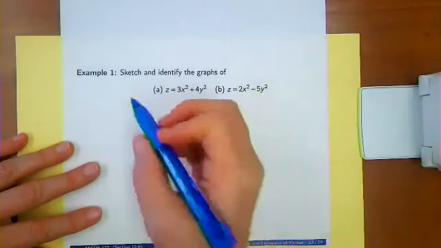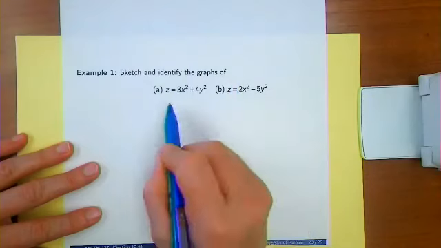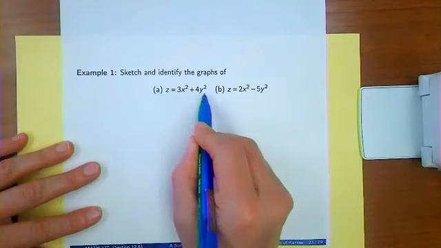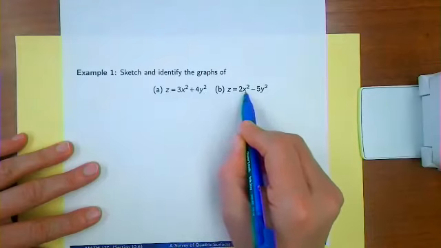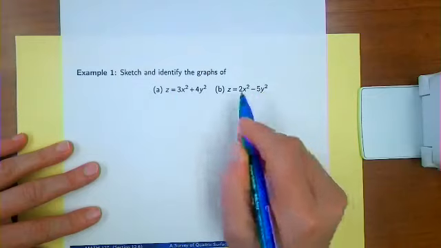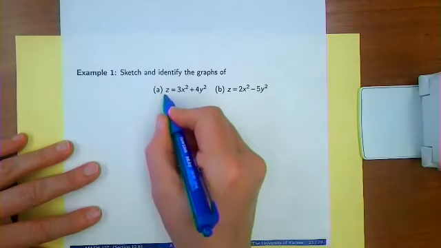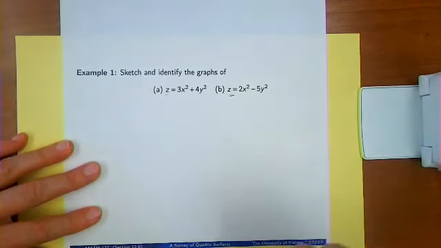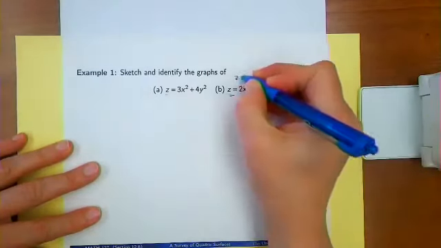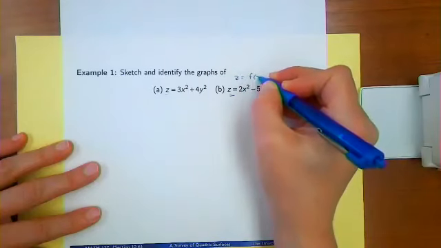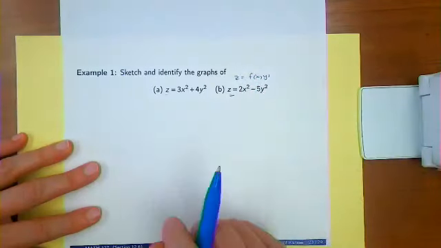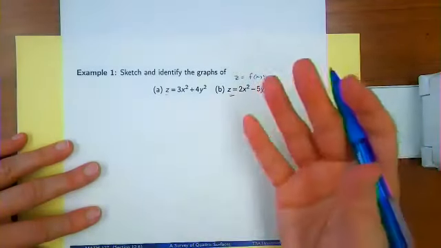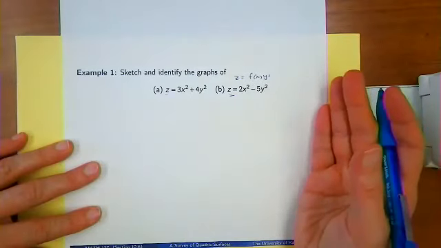So this question is asking, sketch and identify the graphs of, and I see A is equal to 3x squared plus 4y squared, B is equal to 2x squared minus 5y squared. What I want you to notice is that in both cases, it's solved for z, and therefore I can write it as a function. So I can write z equal to f of x and y for both these cases. And there should be only one z for each pair, x and y.